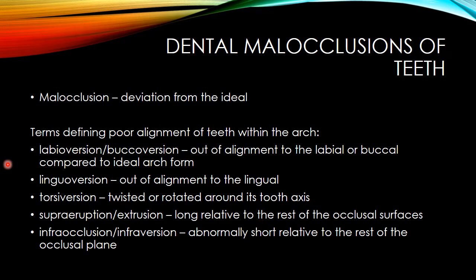Torsiversion is when the tooth is twisted or rotated around its tooth axis. Supraerupted or extruded teeth are long relative to the rest of the occlusal surfaces. Infraoccluded or infraverted teeth are abnormally short relative to the rest of the occlusal plane.